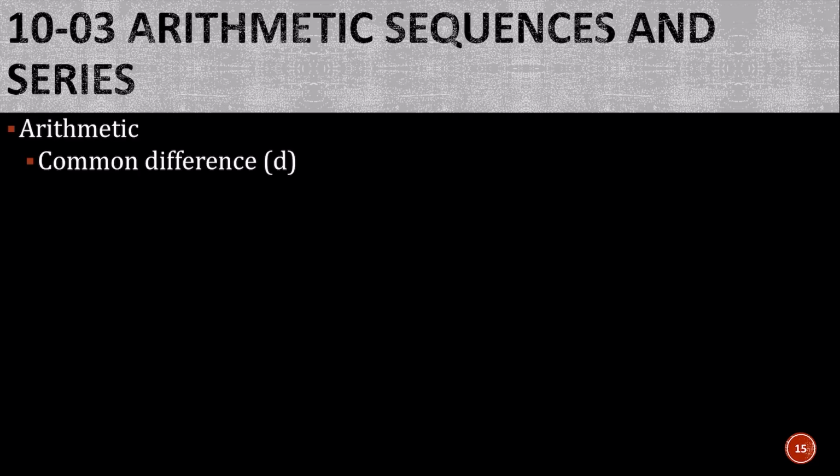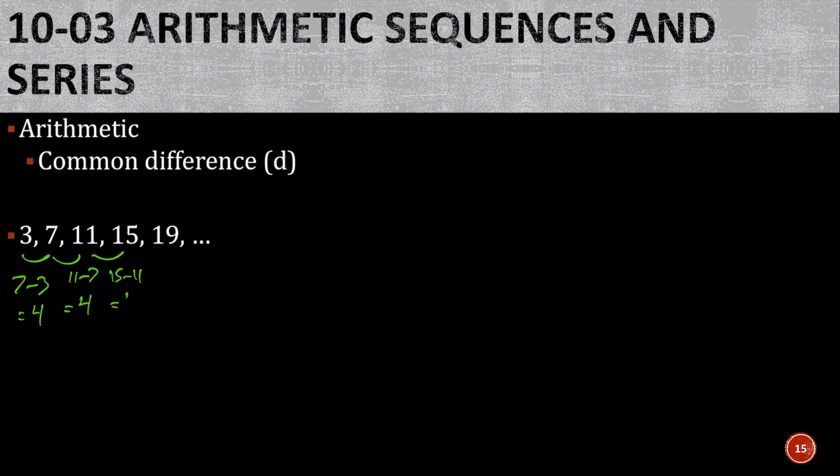Arithmetic sequences are sequences that have a common difference, which we'll call d, such as 3, 7, 11, 15, 19. Why? Because 7 minus 3 is 4. 11 minus 7 is 4. 15 minus 11 is 4. 19 minus 15 is 4. So if you subtract the term minus its previous term, you always end up with 4 in this case. So the common difference of this arithmetic sequence is 4.